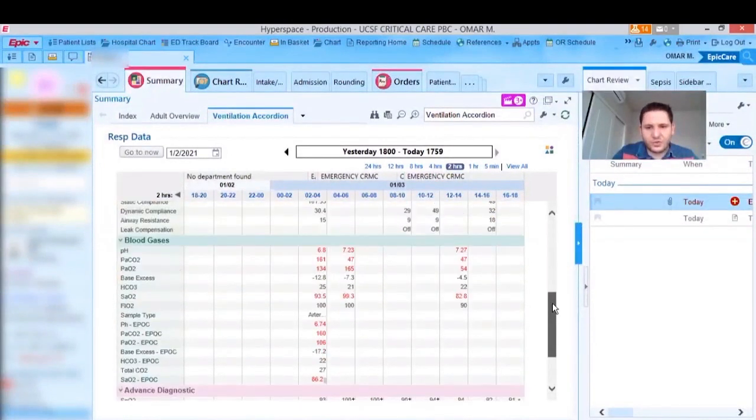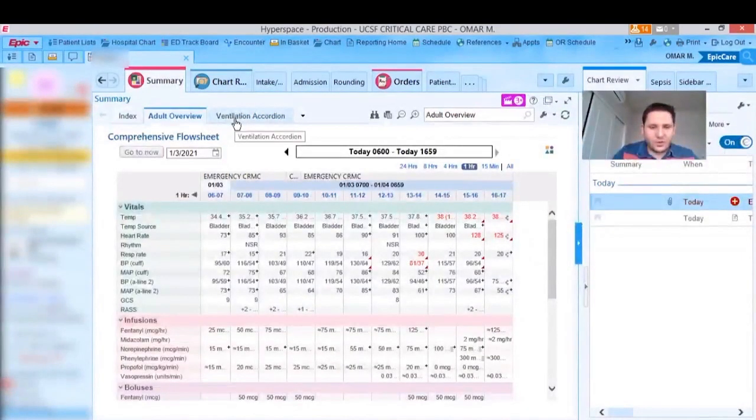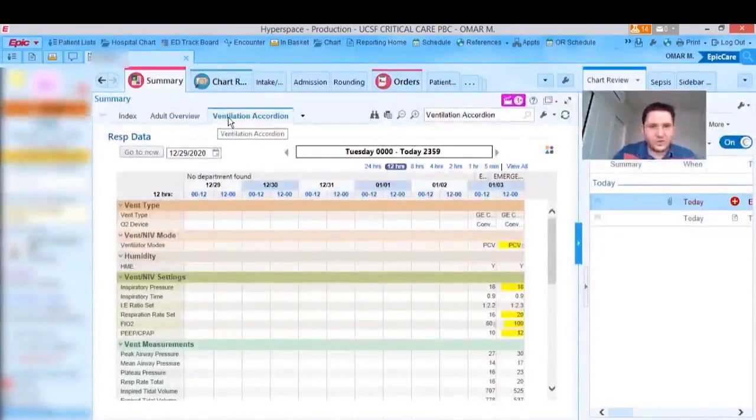Usually the ABG is down here, and the ABG is always supported with the labs. So we went to adult overview for all the vitals except oxygen. For oxygenation, I go to the ventilation accordion.